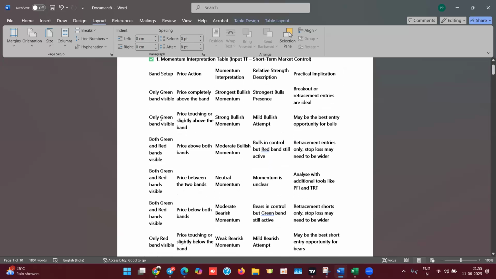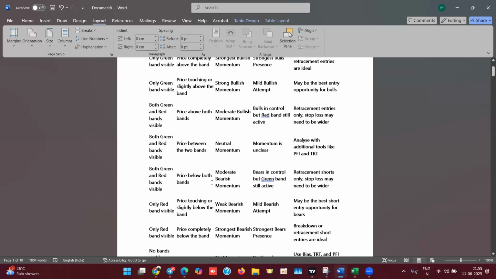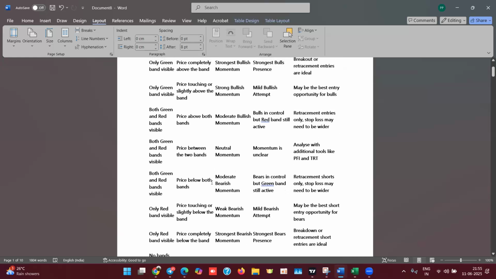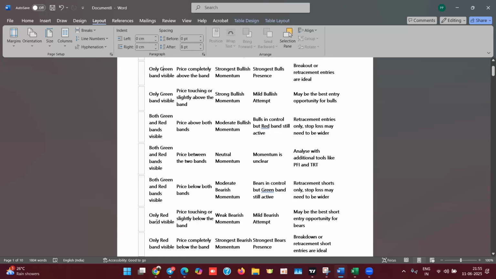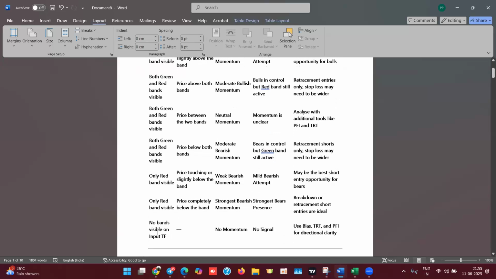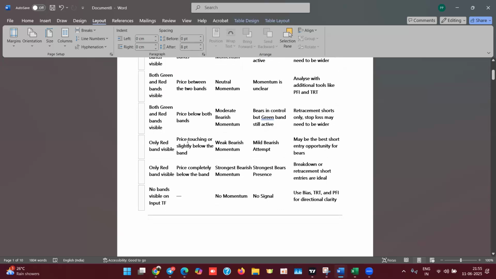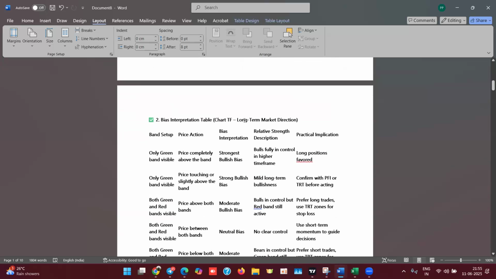There are a total of 8 points: 1, 2, 3, 4, 5, 6, 7, and 8. Okay, only green: 1, 2, 3, 4, 5, 6, 7, 8. So there are a total of 8 points covered. And after that, the same points are covered for bias interpretation. This is a bias based on chart time frame.